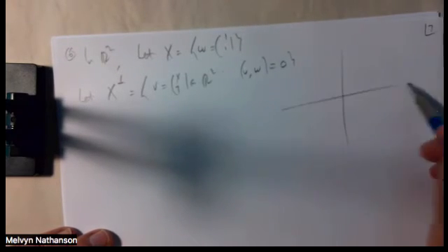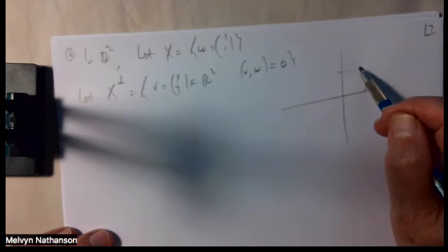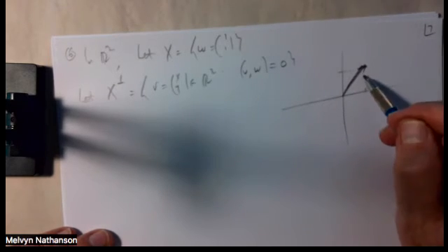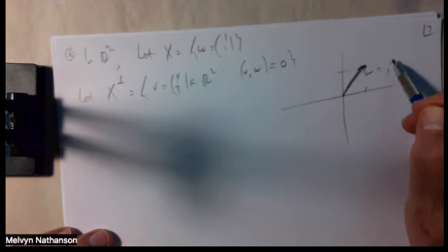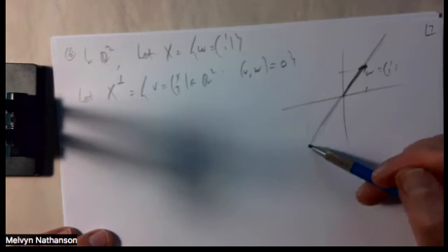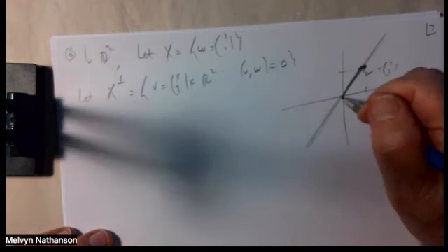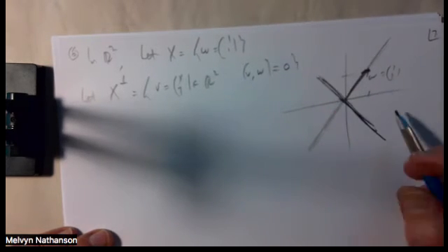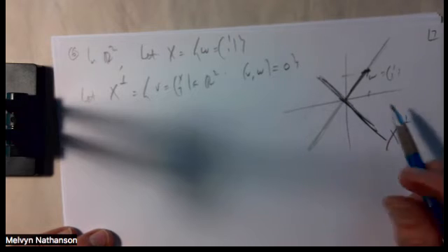If you want a picture of this, of course, it's very easy to see. Here is the vector w, which is 1, 1. The subspace it generates is just this, the line x equals y in the plane. And perpendicular to it, this one-dimensional subspace will be X perp.